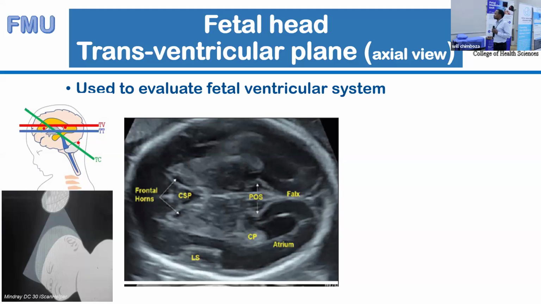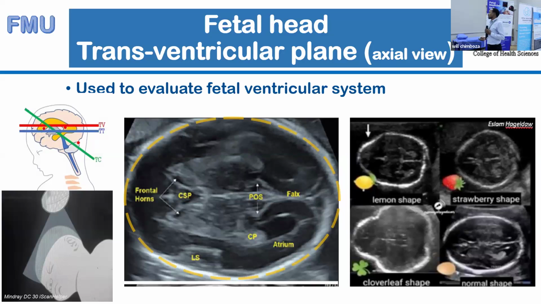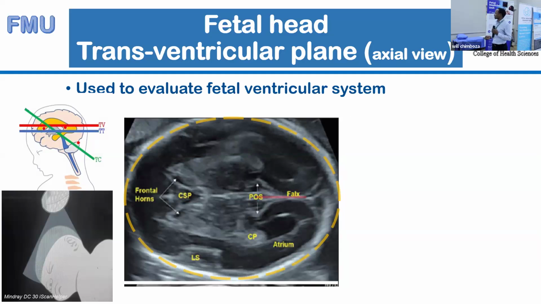Then for the shape, the head should be oval in shape. Any alterations in the shape of the head, like in cases of a lemon-shaped head, might be associated with pathologies. For this one, maybe spina bifida. And then we might have a strawberry shape or a clover-leaf shape, which are associated with trisomy 18 and trisomy 13 and thanatophoric dysplasia. Then we also assess the density of the skull.